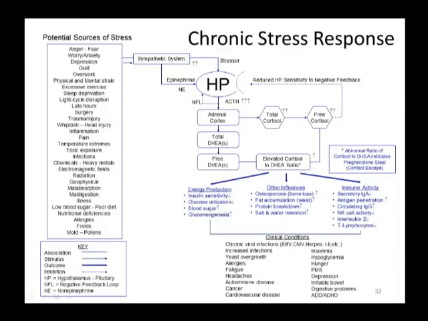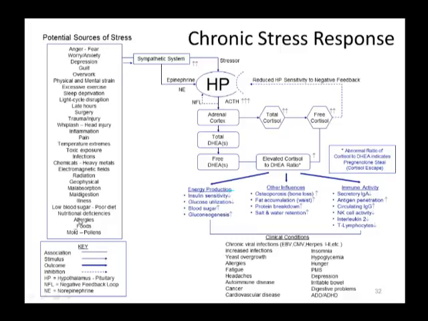This is a great slide. It's a complicated slide, so let's go through it. I'm going to keep this up here for a little bit. On the left, you'll notice where it says anger, fear, worry, anxiety, guilt, late hours, surgery, trauma, temperature extremes, chemicals, on and on and on. Those are potential sources of stress that honestly all of us are susceptible to. Certainly our kids, certainly we are, and other people as well.